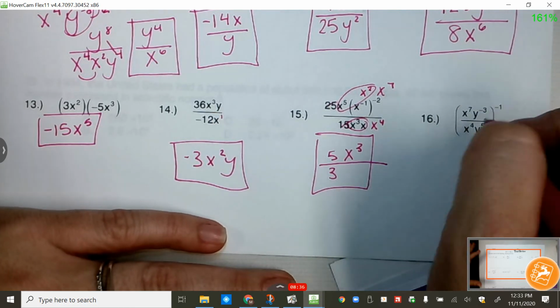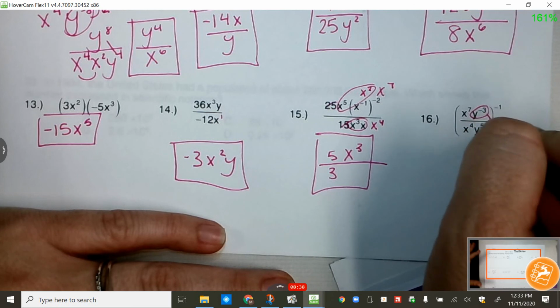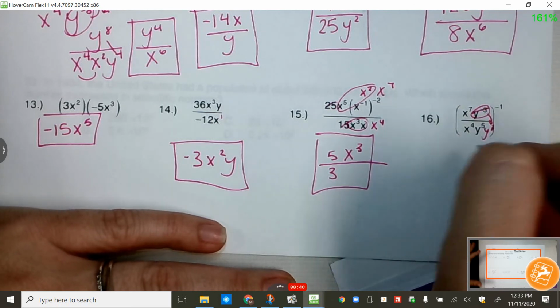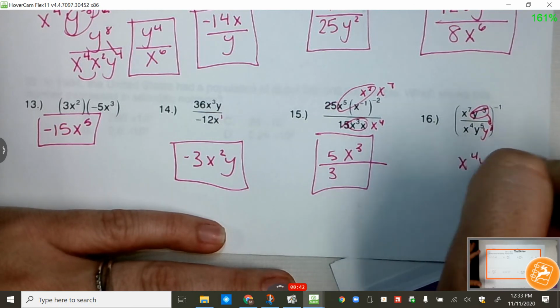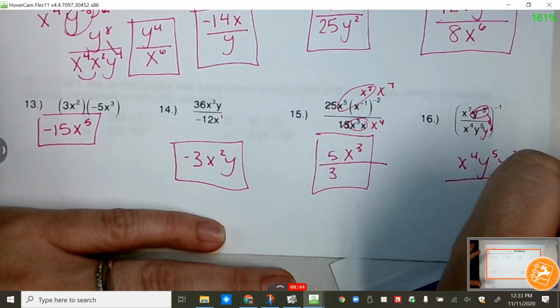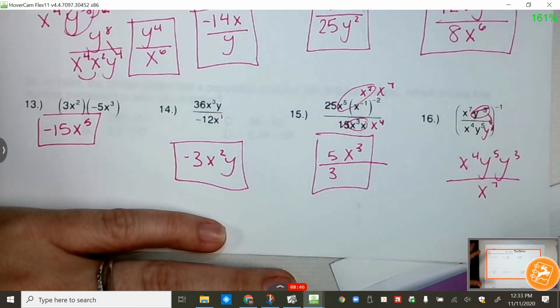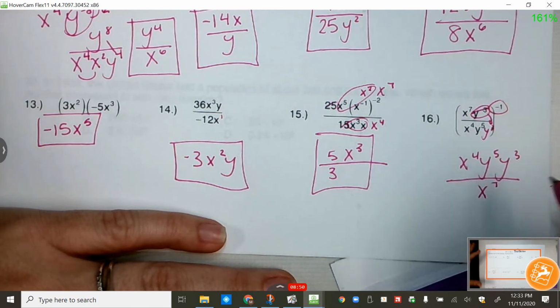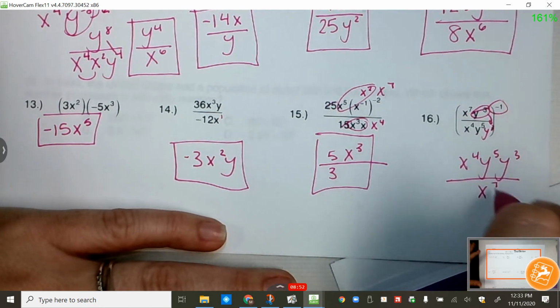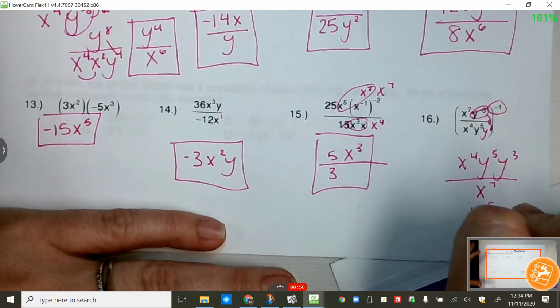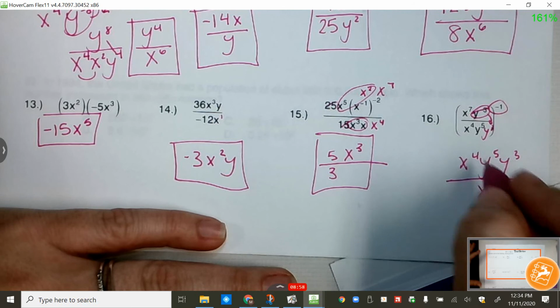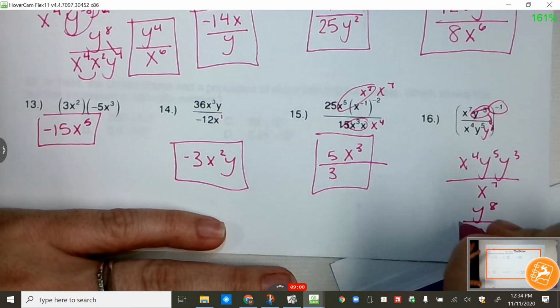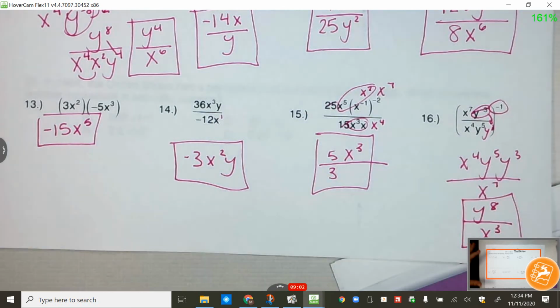Everything here needs to flip, but I'm going to move this first, and it becomes y positive 3. And now I'm going to put the whole bottom on top. Move to the bottom because of that negative 1. Okay, now I can simplify. There's more x's on bottom. 5 plus 3 is 8, so I have y to the 8 over 7 minus 4 is 3. Okay, just the back.